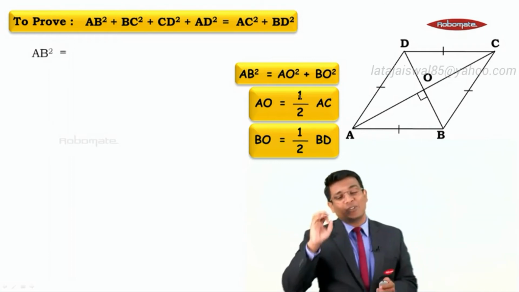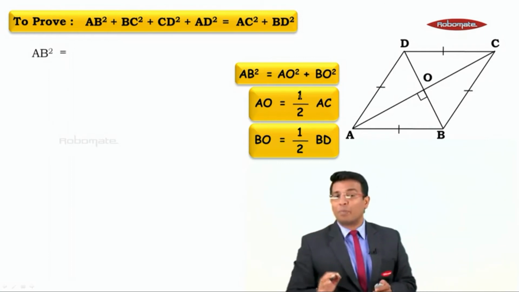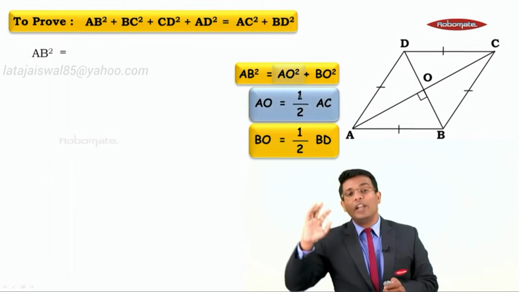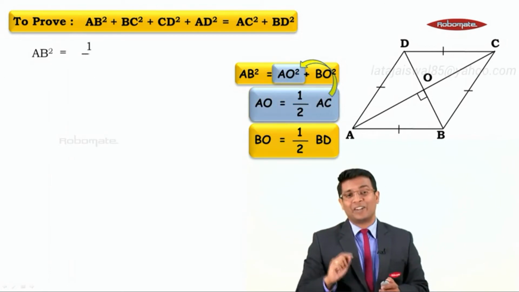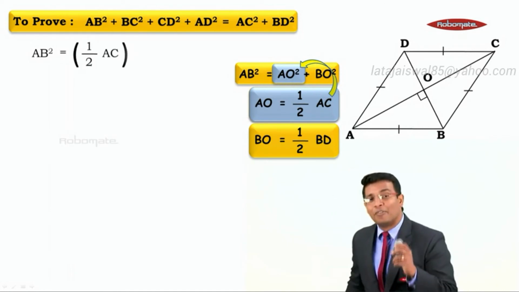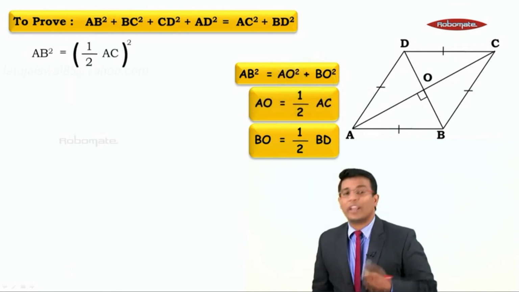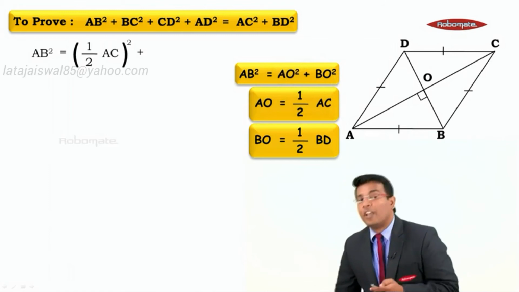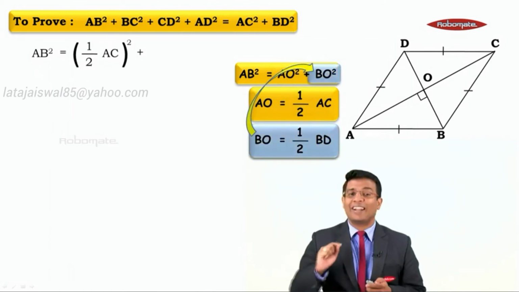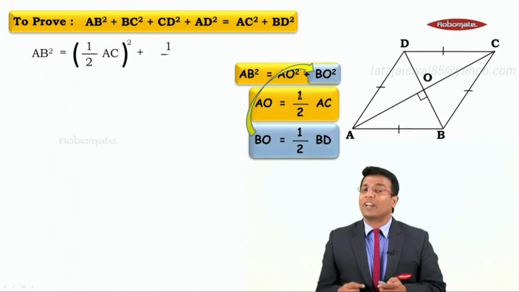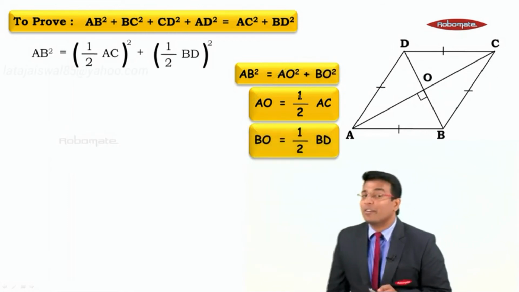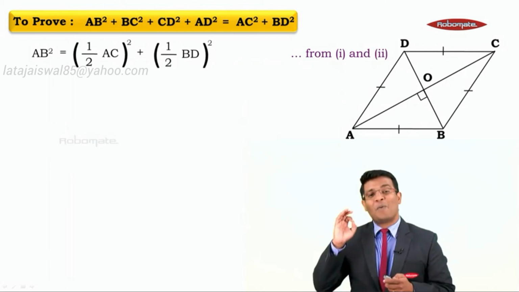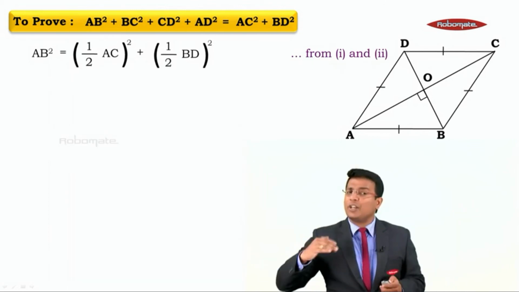Let's do that. So now the left hand side of that statement number 1 would be AB square is equal to. Now the value of AO, we are going to substitute that. So here we'll write it as half of AC, the whole square, plus, for the value of BO, we substitute that there. So there we would write it as half of BD the whole square. Beautiful. And we got it from where? It is from 1 and 2. Now we just need to solve it further.